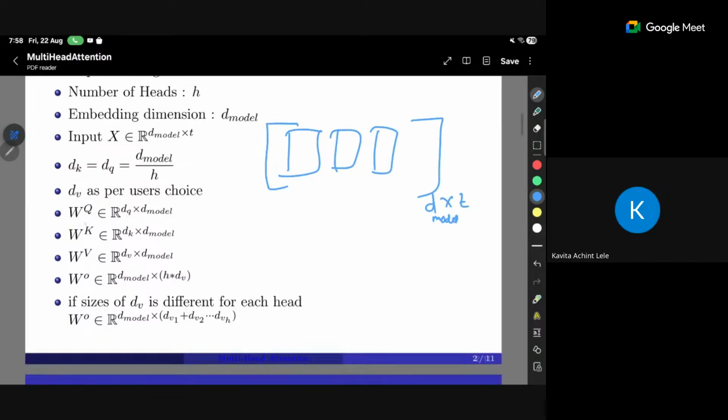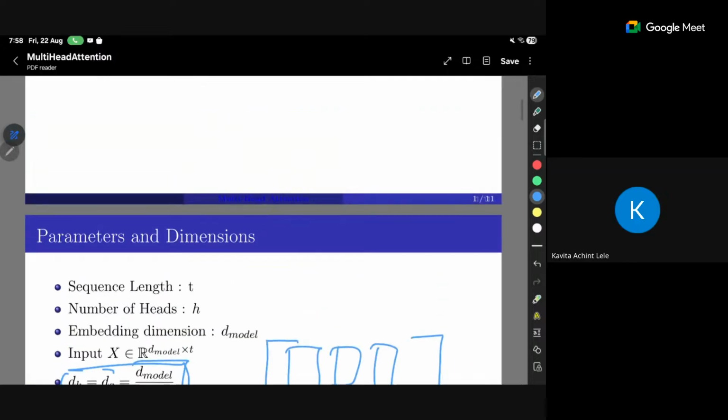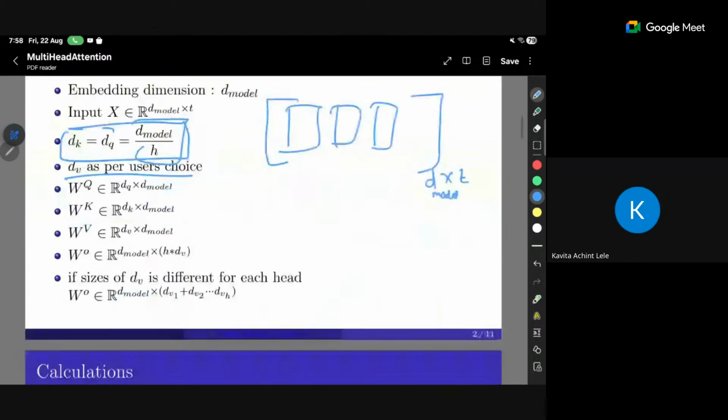Now wq, or wk, or dk and dq, how will you decide? Mostly you can divide d model by h. That's how you'll get this k and q. There is no choice here, but dv you can choose. Any value you can choose, but for k and q you don't have much choice. You have to go with this if you're multi-head. For single head you don't have to do this, right?